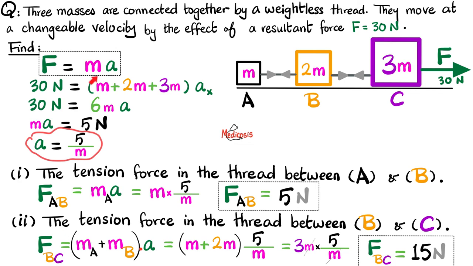As any force, the tension force is mass times acceleration. Which mass? Both of these masses added together, mA and mB, which means m plus 2m, or 3m. 3m multiplied by acceleration, which is 5 over m. Cancel this m with this m. You get 3 times 5, or 15 newtons. And this is the answer for the second part.